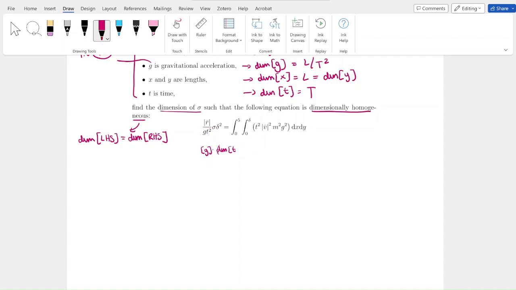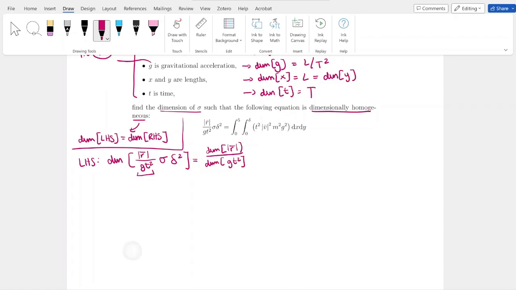So I'm going to delete this because we're going to go through this anyways. On the left hand side, we want to find the dimension of the magnitude of r over g t squared sigma delta squared. Okay, so we can decompose this first. Let's look at this term. This term becomes the dimension of r, the magnitude of this vector, divided by the dimension of g t squared.